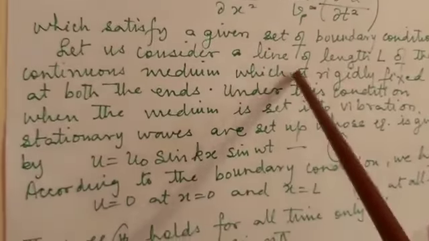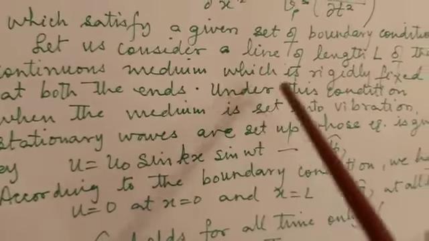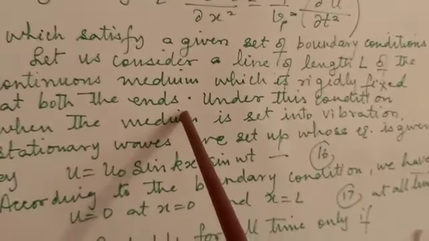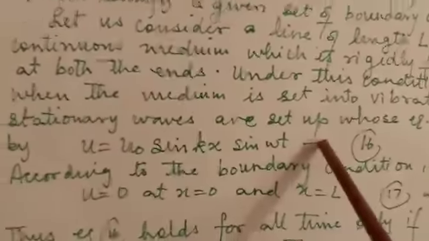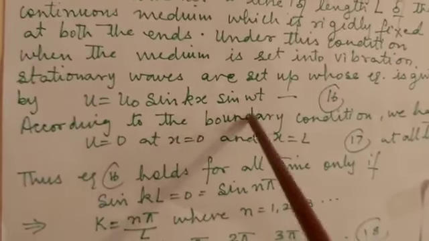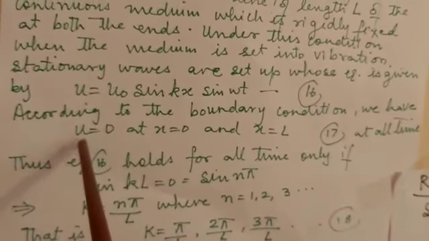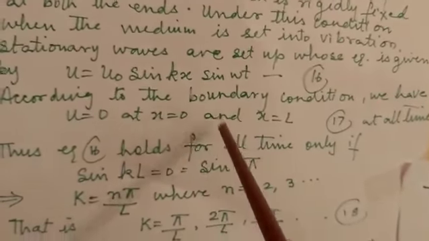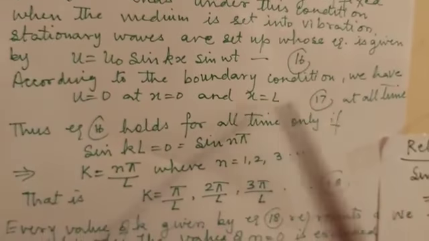अब हम लोग consider करते हैं a line of length L of the continuous medium which is rigidly fixed at both the ends. Under this condition, when the medium is set into vibration, तो क्या हो जाता है? Stationary waves are set up, जैसे कि आप लोग acoustics में पढ़े हैं, whose equation is given by u is equal to u0 sin kx sin omega t, and this is equation 16. अब according to the boundary conditions, वो कहाँ पर है? u equal to 0 at x equal to 0 and at x equal to L, जो दोनों end points उसके जो attached हैं at all times.